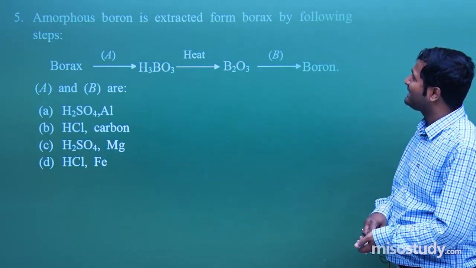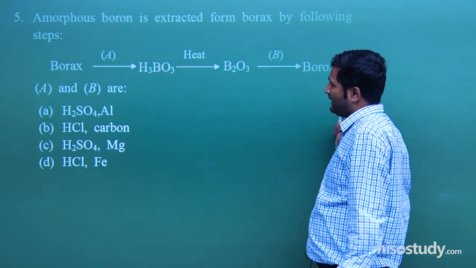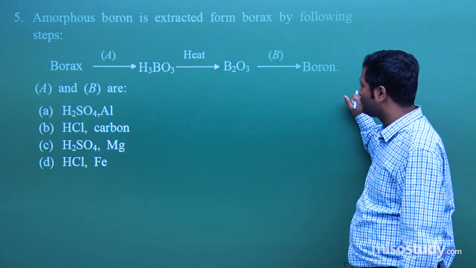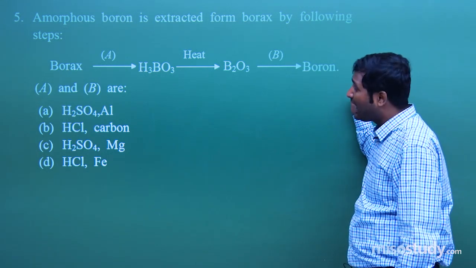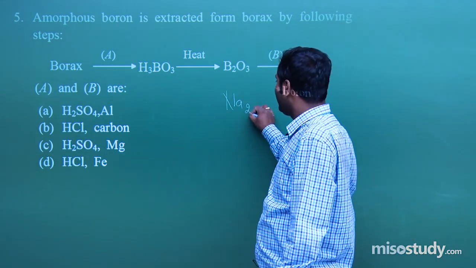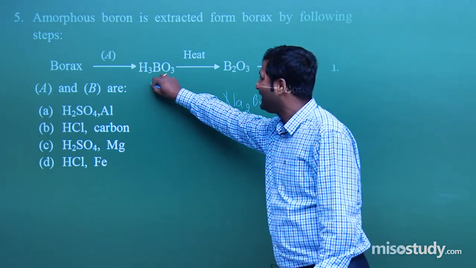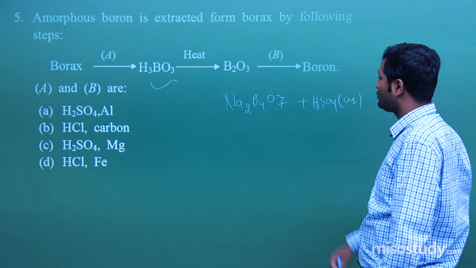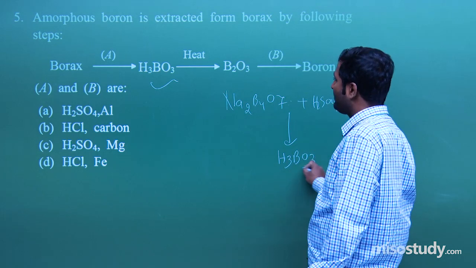Amorphous boron is extracted from borax by the following steps. Borax plus A gives H3BO3, which on heating gives B2O3, and then B is boron. First of all we need to complete the reaction. Now tell me how to complete the reaction. As I told you earlier, what is the formula of borax? Na2B4O7. Now H3BO3, then definitely when it is treated with aqueous H2SO4, it gives you H3BO3 as a main product.